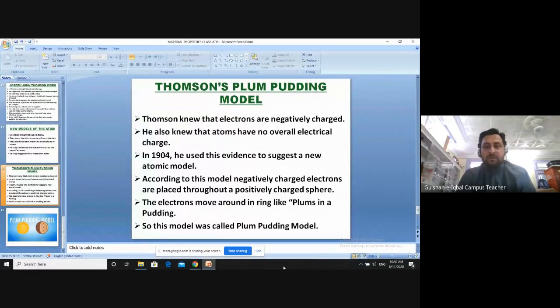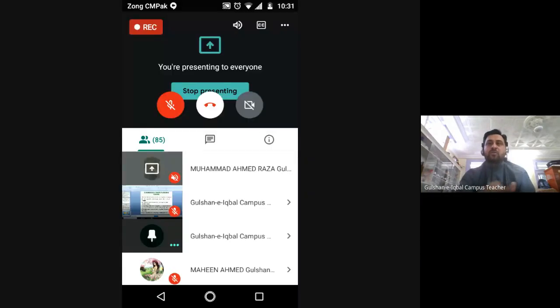Until now, we haven't discussed the positively charged particles. Positively charged particles are protons. We'll discuss that as well. So according to Thomson's plum pudding model, the negatively charged electrons are placed throughout a positively charged sphere, and the electrons move around in a ring like plums in a pudding. Let's see what the plum pudding model was.